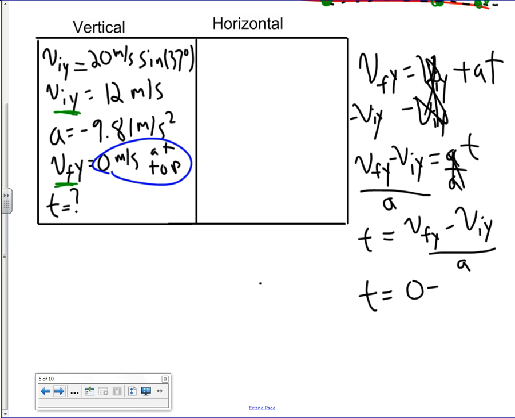We have 0 meters per second minus our 12, and then we have acceleration due to gravity is negative 9.81. So our time turns out to be 1.22 seconds. Okay? So that's only for half the trip.